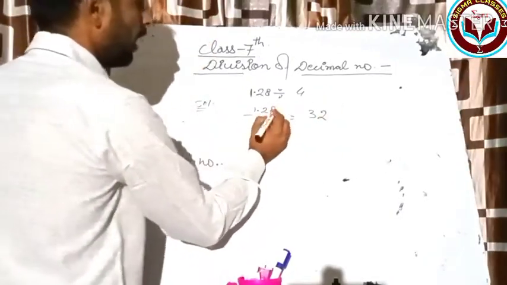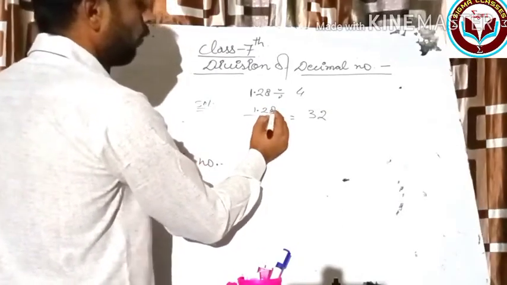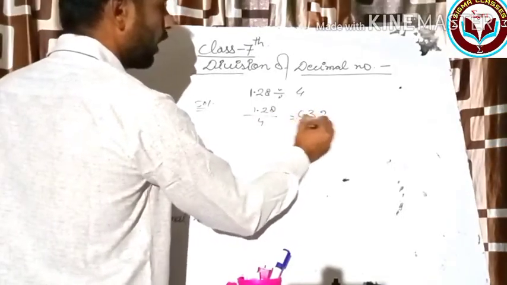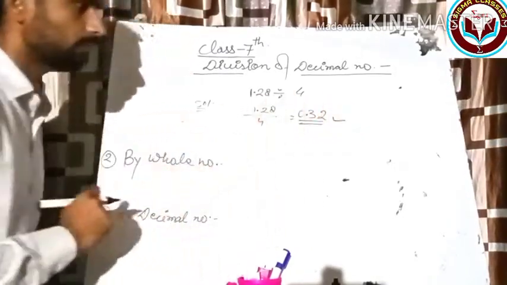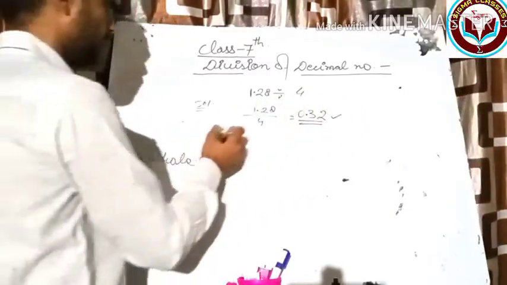But now check the position of the decimal in 1.28: 1 and 2. So we will put the decimal after 2 digits, and that will be your answer. Are you getting my point? Now take one more example.